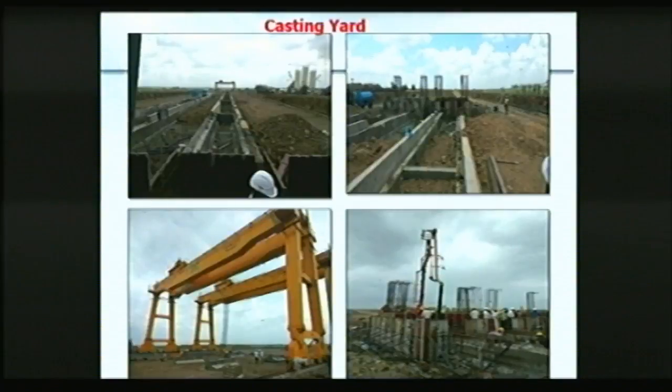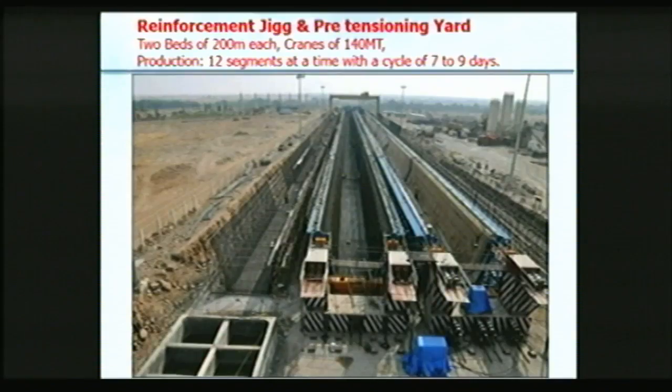And how it was constructed, you can see this is a casting yard, and to lift and place, there are two cranes of 140 metric ton capacity. And we created about 200 meter long two casting yards. You can see on the left side, there is a jig for reinforcement. On the right side, there is another jig. In the center, we have two casting beds, which is meant for pre-tensioned trapezoidal trough.